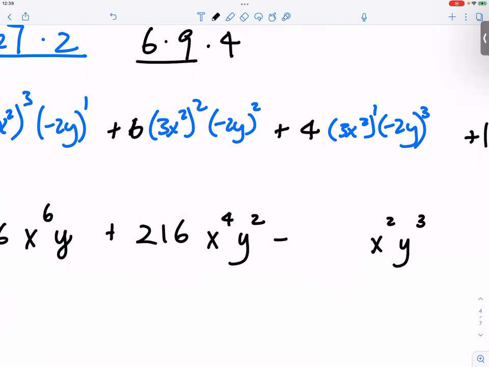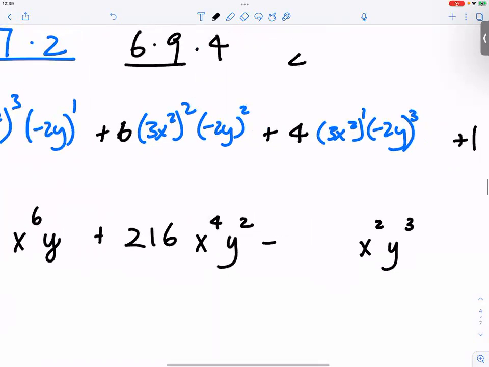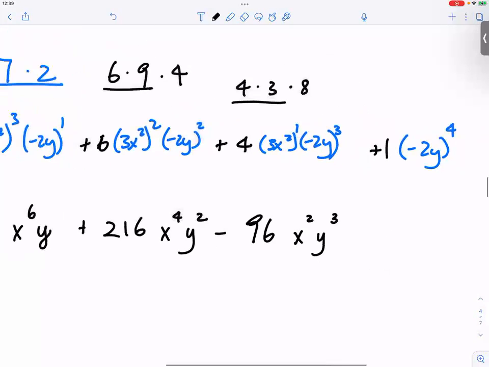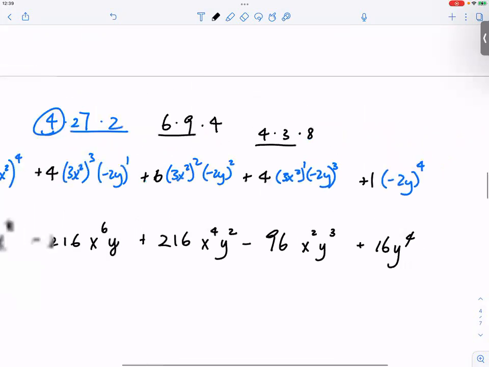Okay. What numbers are we multiplying here? We have 4 times 3 times 8. Okay. Well, 4 times 3 is 12. 12 times 8 is 96. And the last one, lovely. 2 to the fourth power is 16, and y is to the fourth power. And we are done.